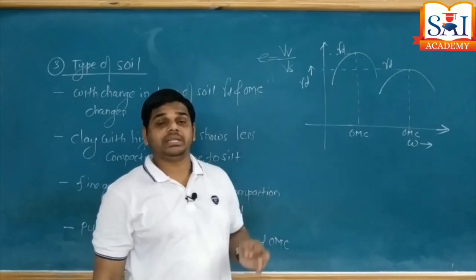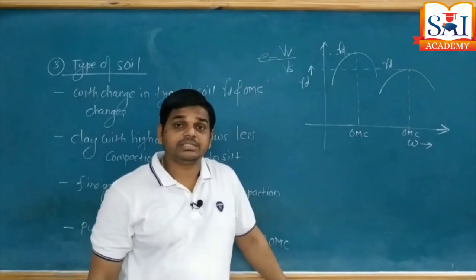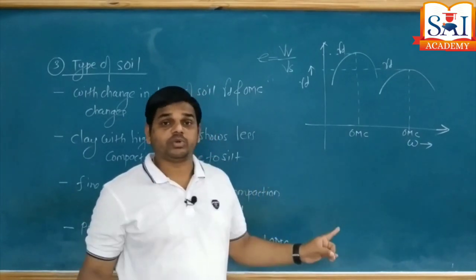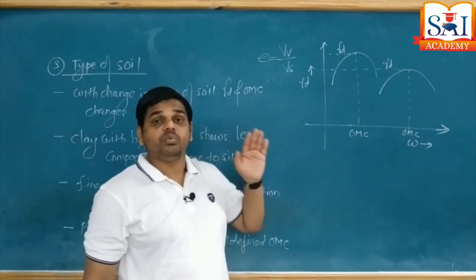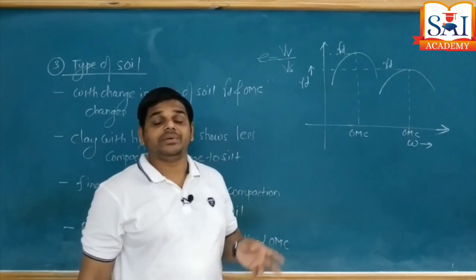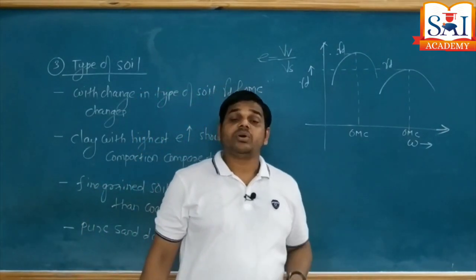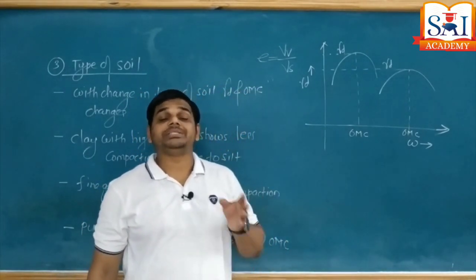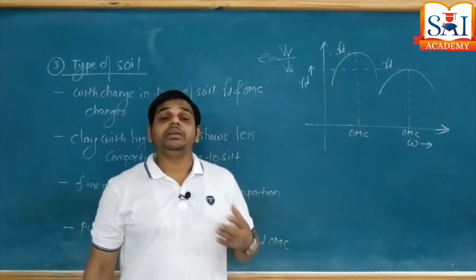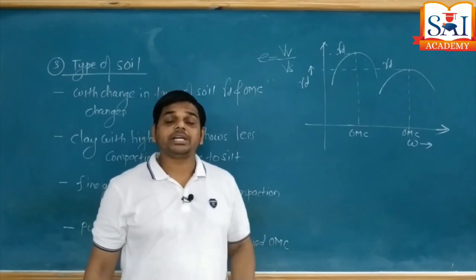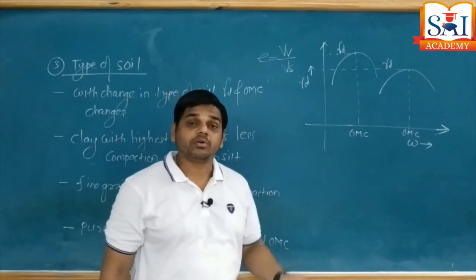Suppose we consider a standard Proctor test. We are going to perform the compaction test, that is the standard Proctor test, on two soils at the same time, and then we plot the curve. Now my question is, which curve is for clay soil and which curve is for silty soil? As I said, clay soil has the highest void ratio, means it contains a large amount of volume of air, so it needs more time and more compaction energy to minimize the volume of air to attain higher compaction.